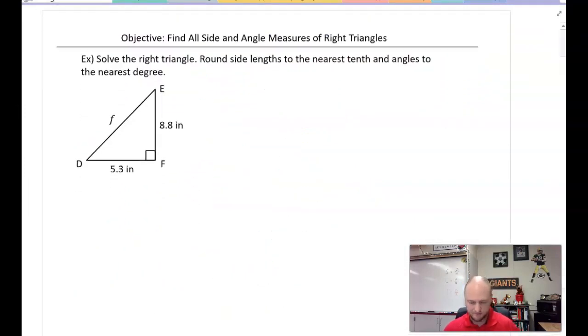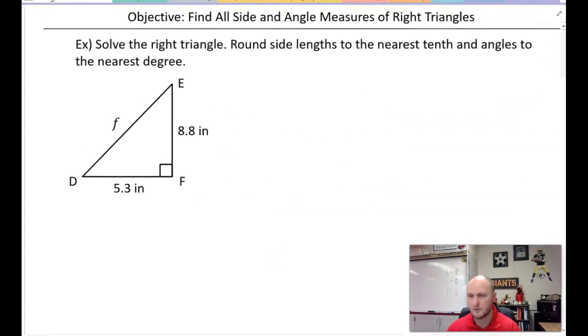Next example. We want to solve the right triangle. Again, round the side lengths to the nearest tenth, and angles to the nearest degree. So again, for this example, I am given two sides, and I'm missing side F. Got to find F. I'm missing the measurement of angle D, and the measurement of angle E.